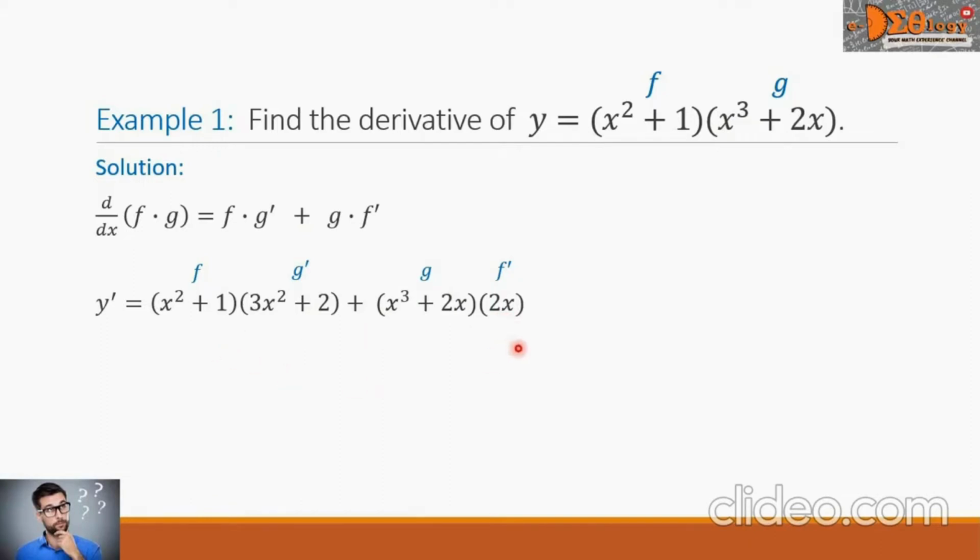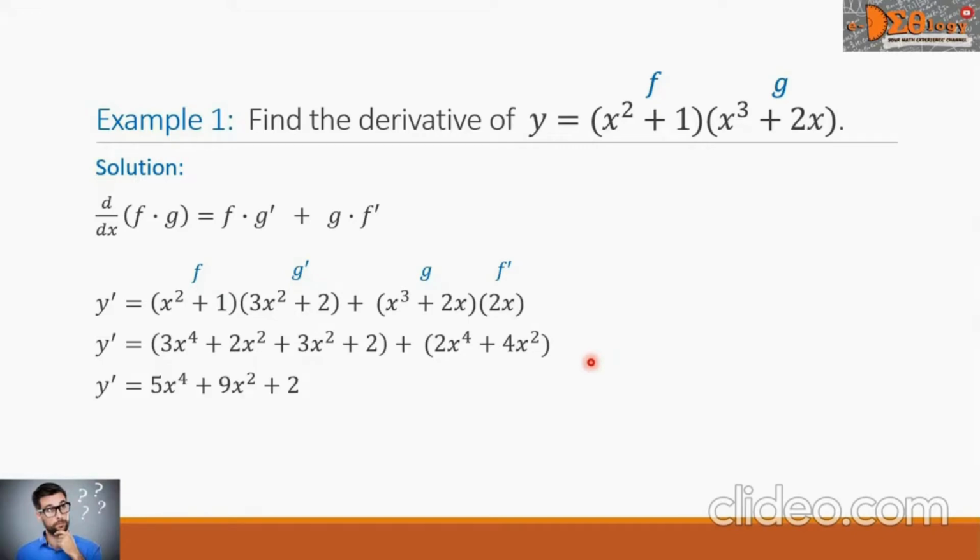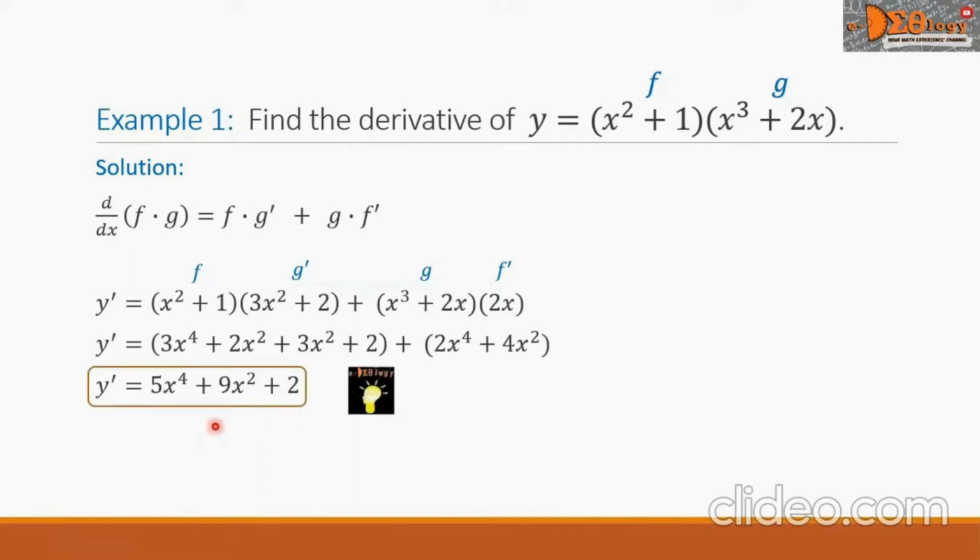Simplifying the product of each group, we have now 3x raised to 4 plus 2x squared plus 3x squared plus 2, plus the product of the second group here, we have the 2x raised to 4 plus 4x squared. Let us remove the grouping symbol and combine similar terms. So we have now y prime equals 5x raised to 4 plus 9x squared plus 2. This is the derivative of the given function here.